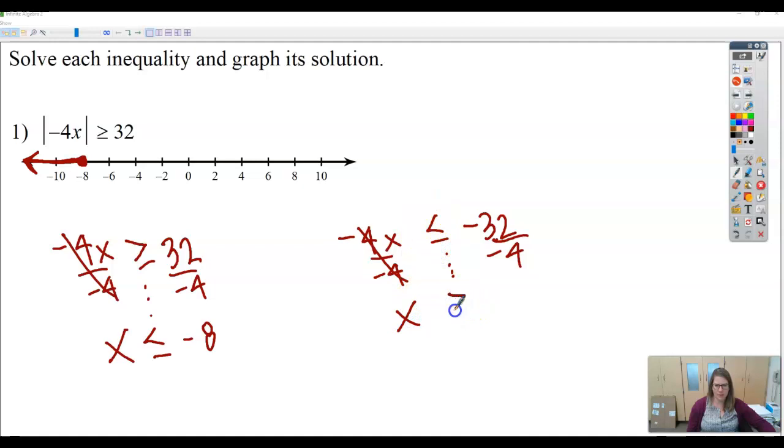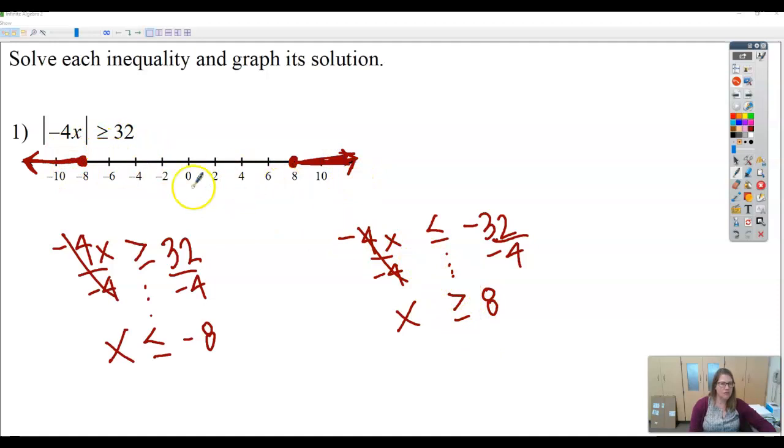Okay, on this one, again, I'm dividing by a negative number, which means my inequality needs to flip. Turn it the other way. Negative 32 divided by negative 4 equals 8. So x, or the part I'm shading, has to be bigger than 8. So here's 8, has to be bigger than that. Okay, again, it was a filled in circle because it said greater than or equal to.